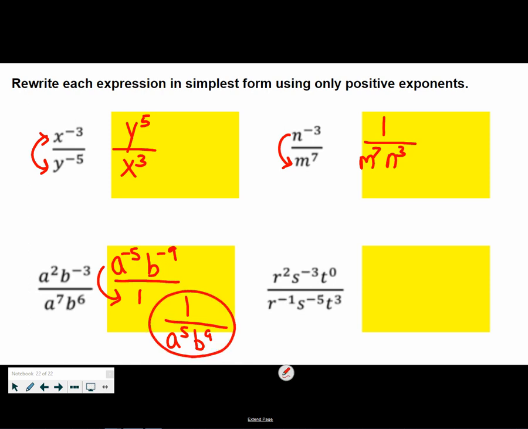Okay, I'm going to do the same thing with this. I'm going to use the quotient rule first. 2 minus negative 1 is 3, so I get r to the 3rd. Negative 3 minus negative 5 is 2, so I get s to the 2nd. And then t to the 0, 0 minus 3 is negative 3, so I get t to the negative 3rd. The positives stay in the numerator, but the negative goes to the denominator, so I get r to the 3rd power s to the 2nd over t to the 3rd.